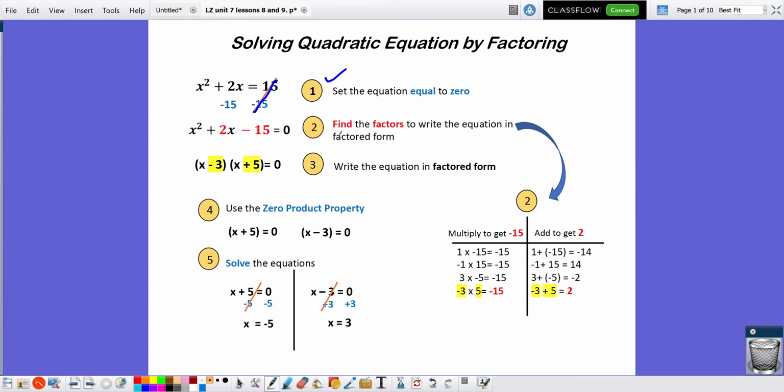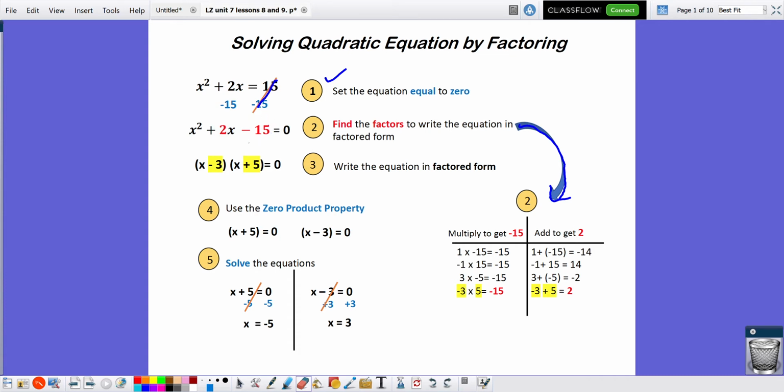The second step is find the factors to write the equation in factor form. So when you look here, you follow this arrow, you will see that you need a number that will multiply and give you negative 15 and that will add and give you 2. So these numbers are here. They came from your equation.